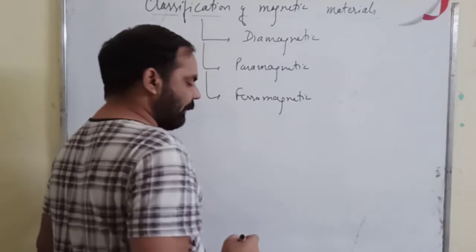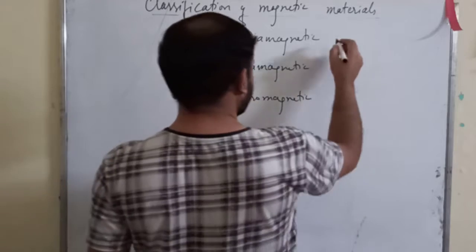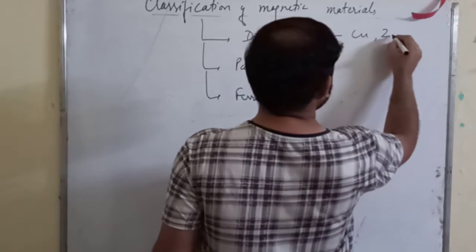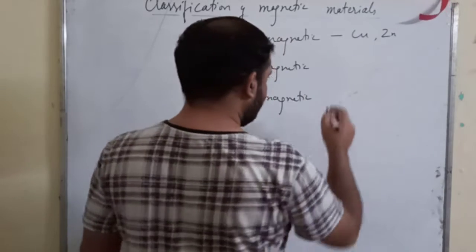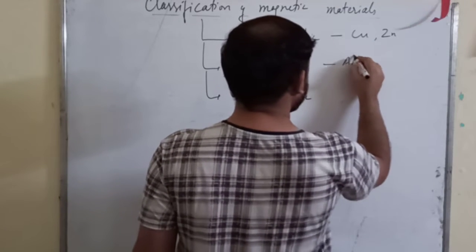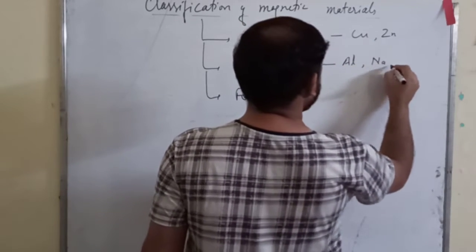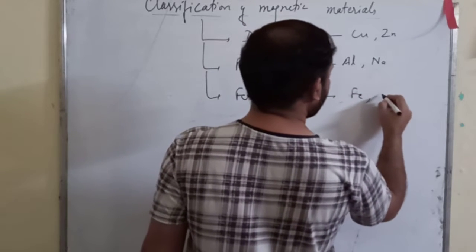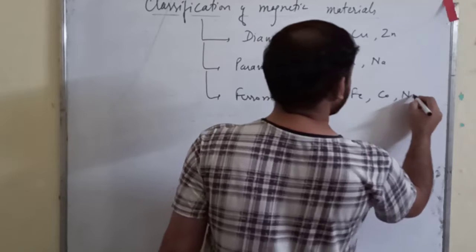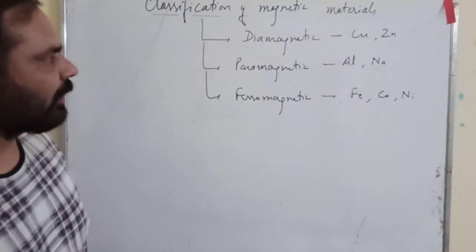Okay, diamagnetic materials like, for example, copper, zinc. Okay, paramagnetic materials like aluminium, sodium, and ferromagnetic materials like iron, cobalt, nickel, etc.